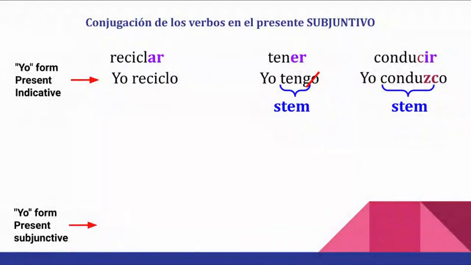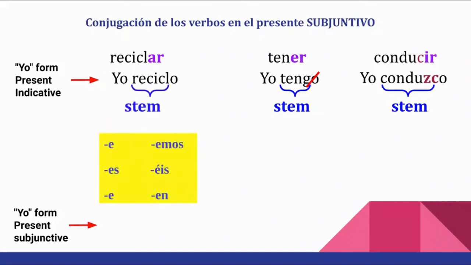Now, when conjugated in the presente subjuntivo, there is something that we need to take into consideration. We just reviewed how to conjugate for the present indicative. So now that is going to be key when it comes to conjugating the subjunctive because we're going to use the yo form of the present indicative. Right here, I need to keep the stem from the yo form of el verbo reciclar.